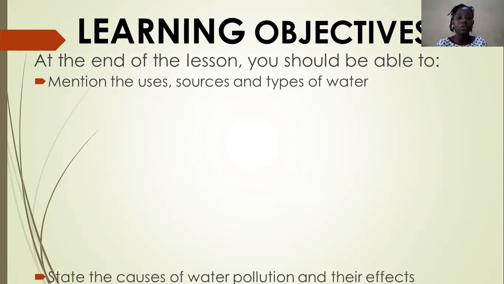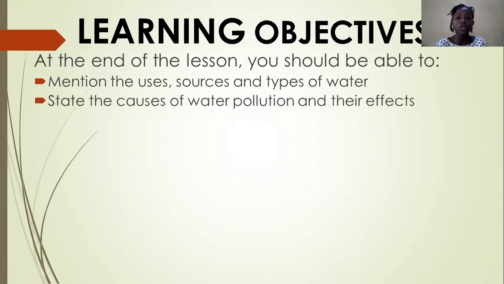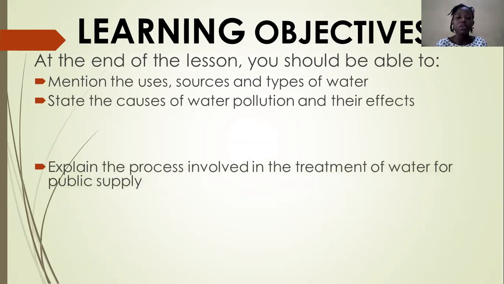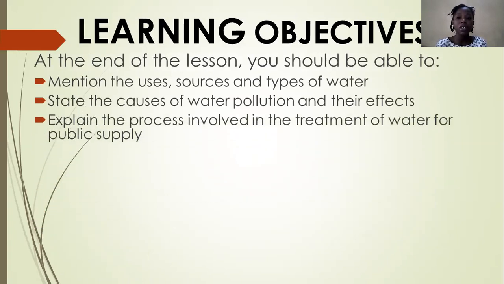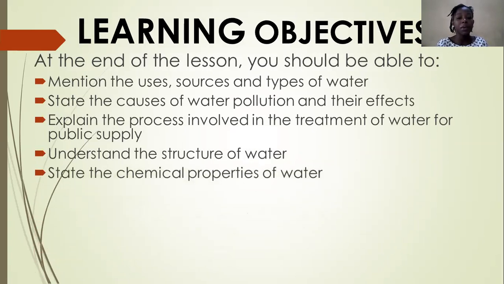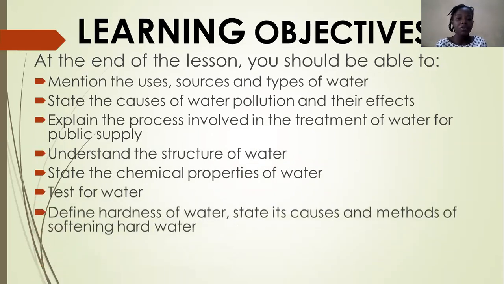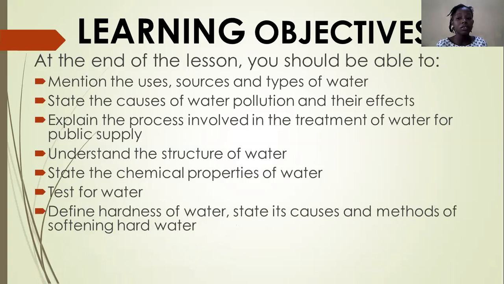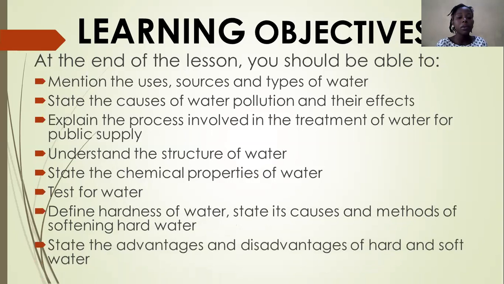You should be able to state the causes of water pollution and their effects. You should be able to explain the process involved in the treatment of water for public use. You should be able to understand the structure of water. You should be able to state the chemical properties of water, test for water, define hardness of water, state its causes and methods of softening hard water. Then you should be able to state the advantages and disadvantages of hard and soft water.